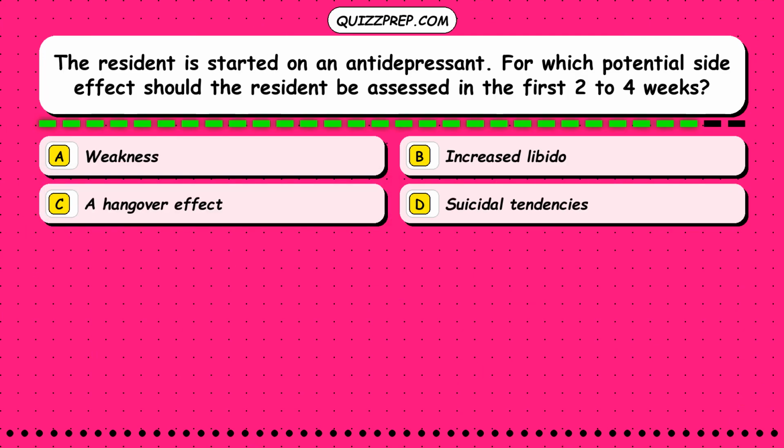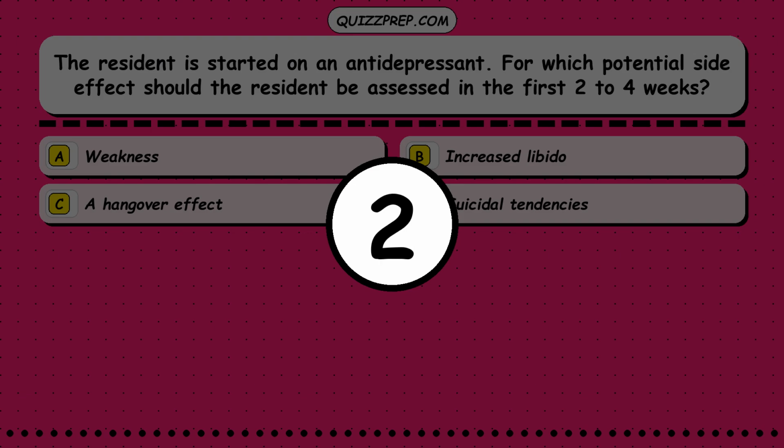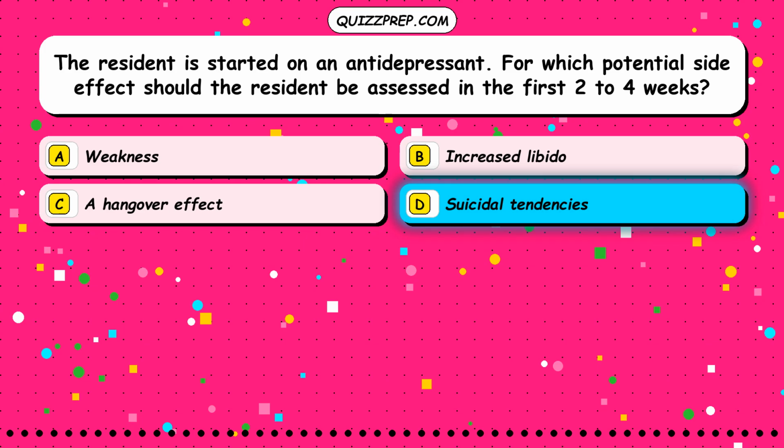Question 199. The resident is started on an antidepressant. For which potential side effect should the resident be assessed in the first 2 to 4 weeks? Option A, weakness. Option B, increased libido. Option C, a hangover effect. Option D, suicidal tendencies. The correct answer is option D, suicidal tendencies.